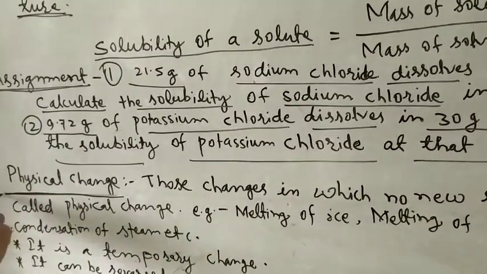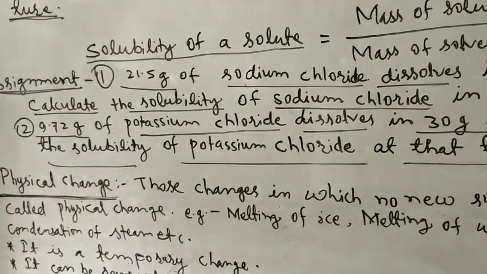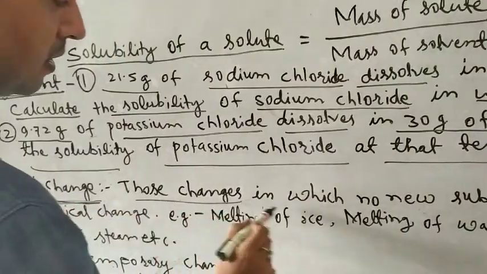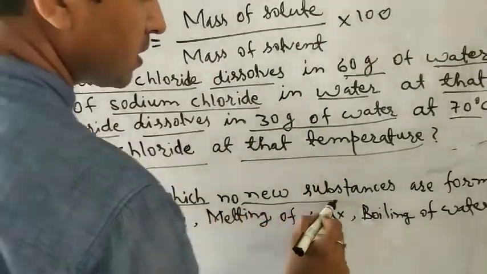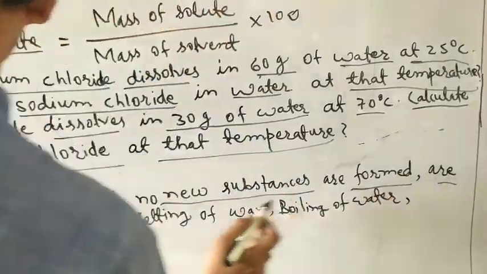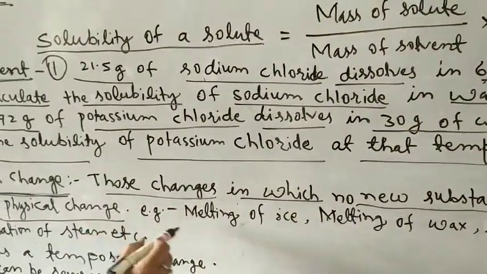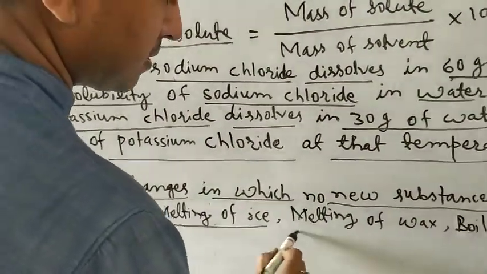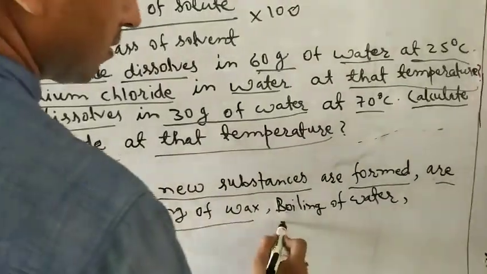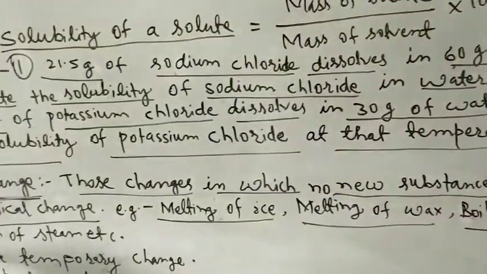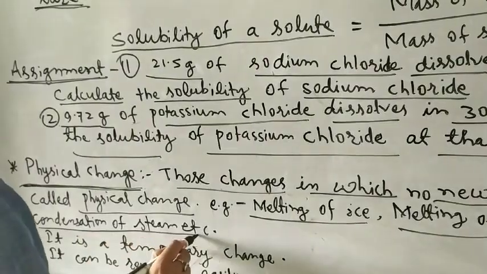Now we have to discuss physical change. What is physical change? Those changes in which no new substances are formed are called physical change. For example, melting of ice, melting of wax, boiling of water, condensation of steam, etc.